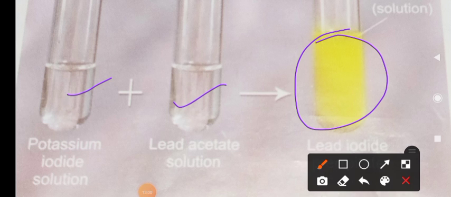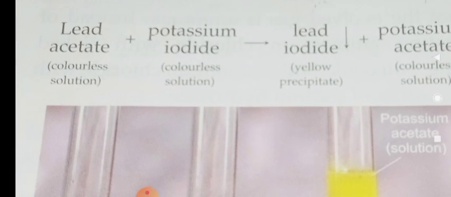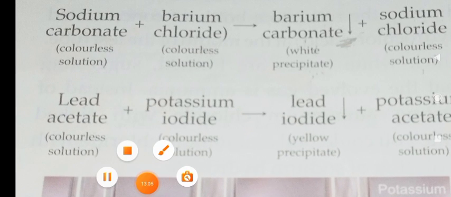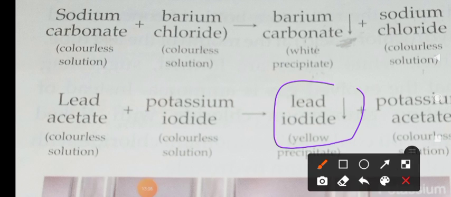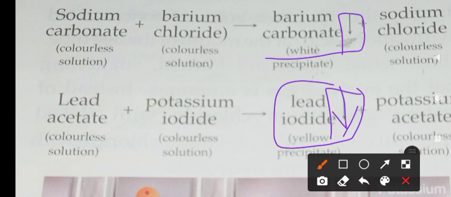So while writing the equation, how will you indicate the presence of a precipitate? If the product is a precipitate, it should be indicated with a downward arrow mark. This downward arrow mark indicates that the product is a precipitate. A precipitate is a solid present in a liquid, like curd. So lead iodide, barium carbonate, all these are precipitates. Each product has a different color, and it is indicated by this downward arrow mark.